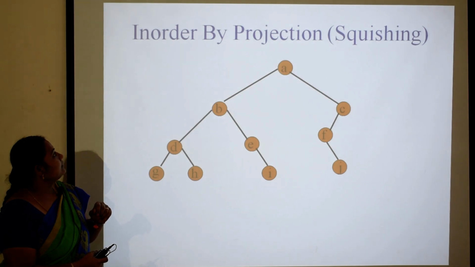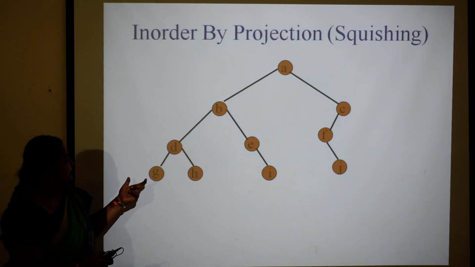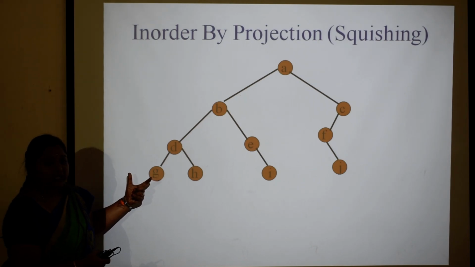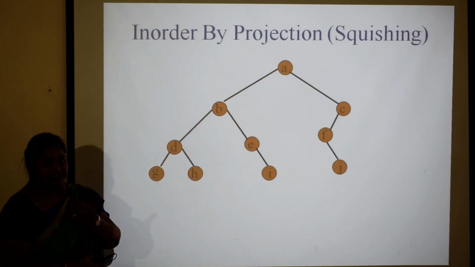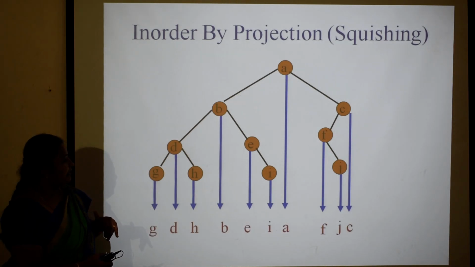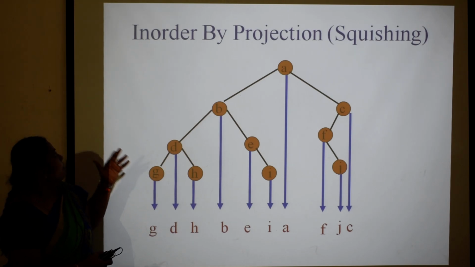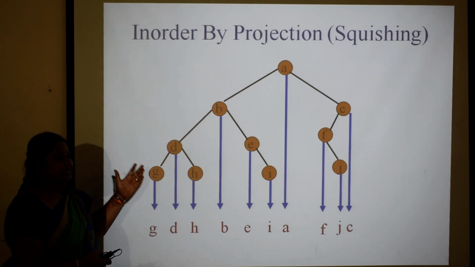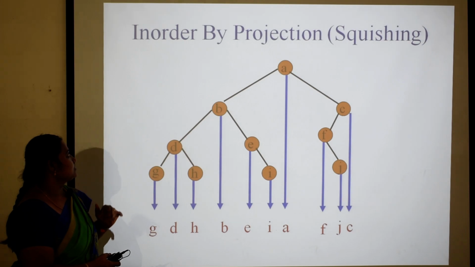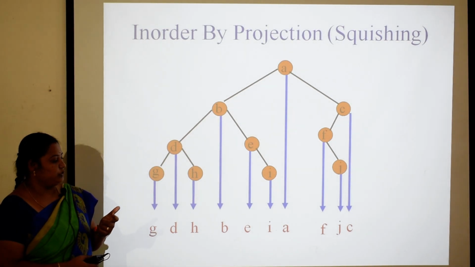Then the in-order projection. It is projected from the leaf node, from the left hand to the right hand. It will print like this. So this is the working nature of in-order. It is printed in order, so it is called in-order traversal. It gives the result as infix expressions.